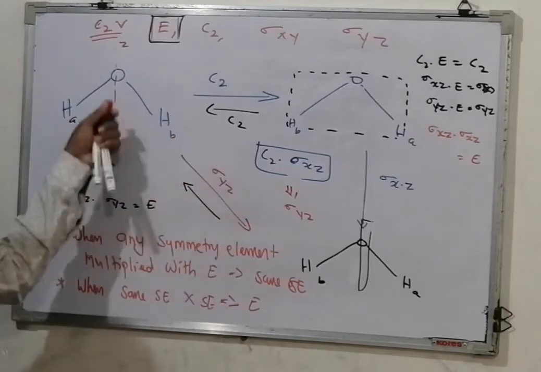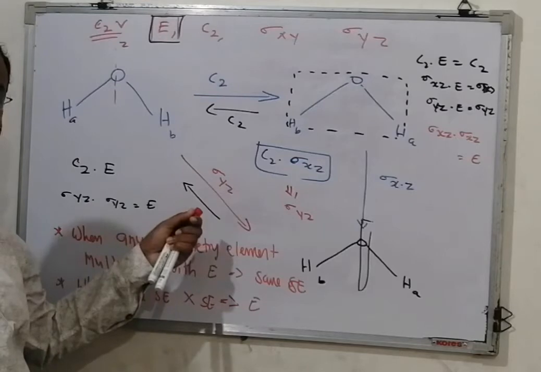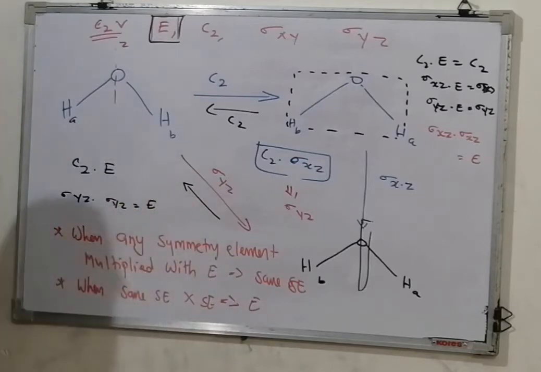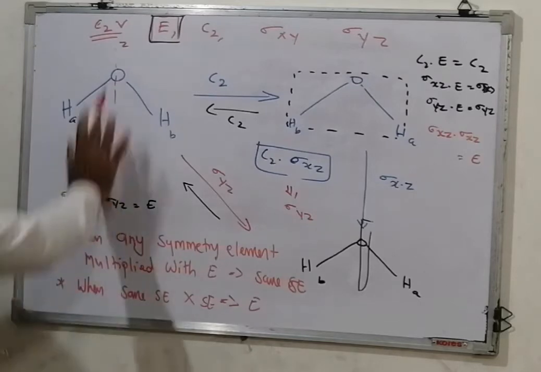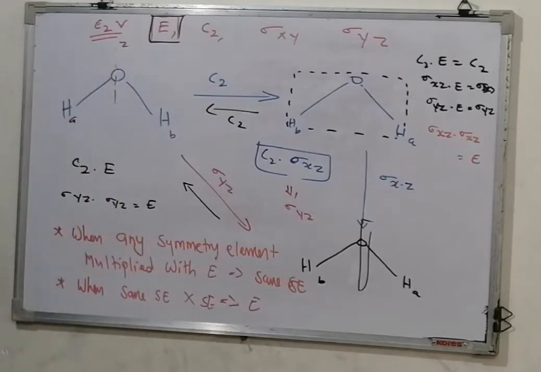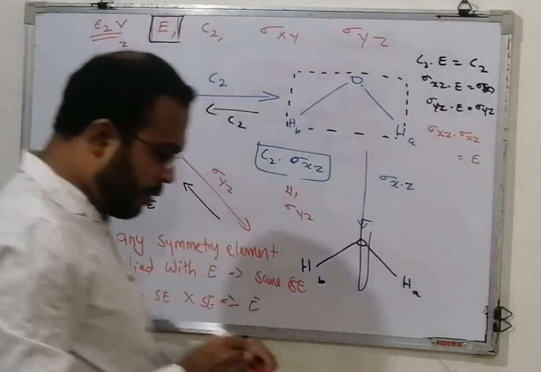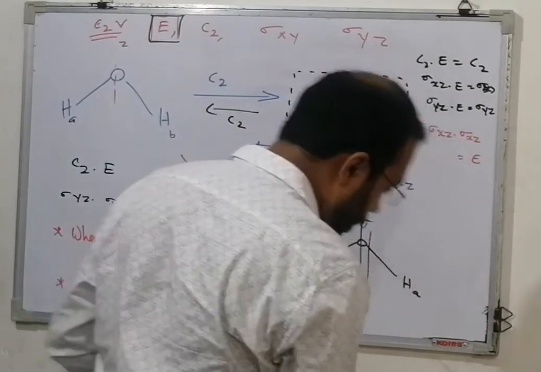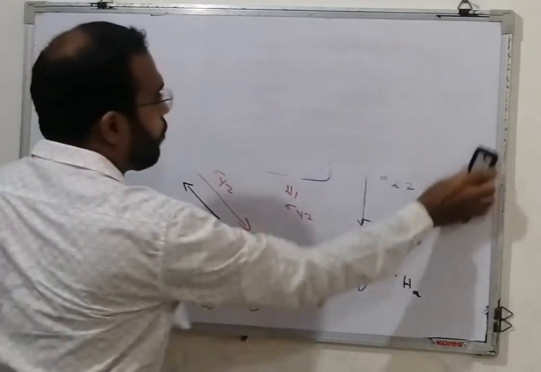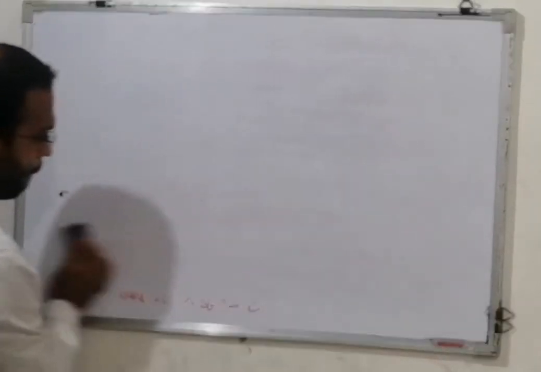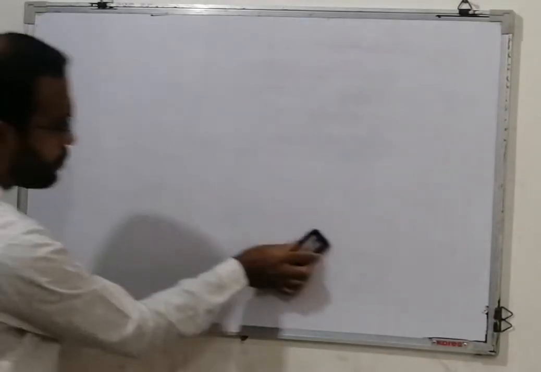C2 into C2, E. Sigma XZ into sigma XZ, E. Sigma YZ into sigma YZ, E. E into E, E. E doing nothing, again E doing nothing, I will get that. Fine, very simple. Now we can develop the multiplication table for C2v. Very, very simple. Please remember these points.